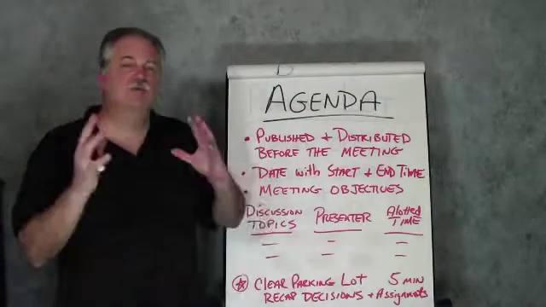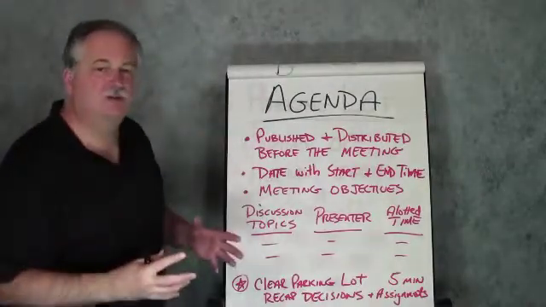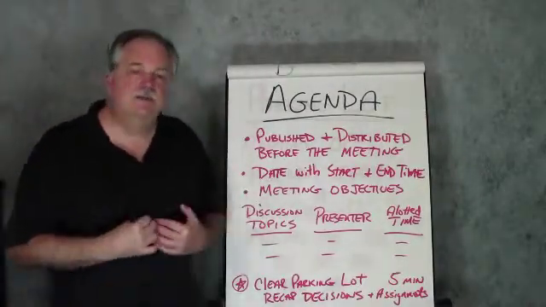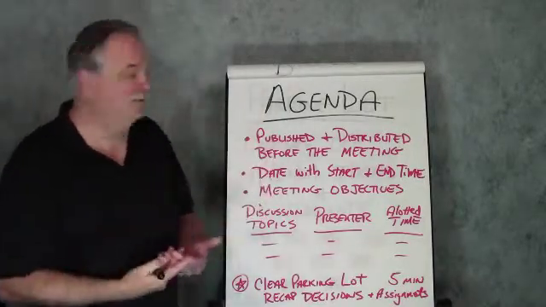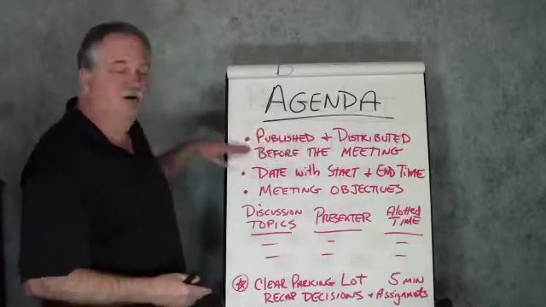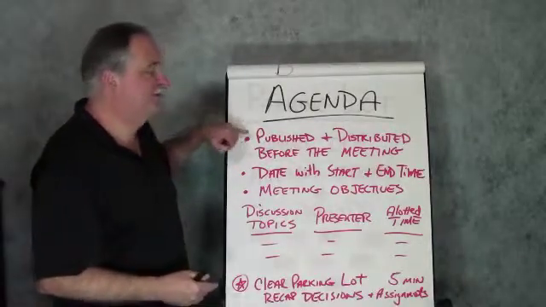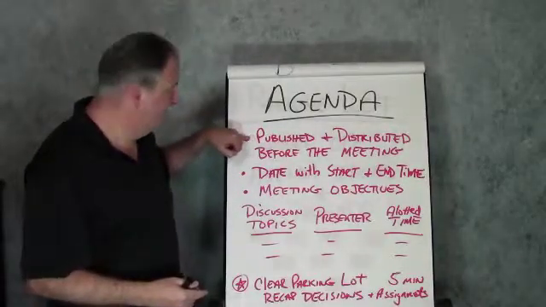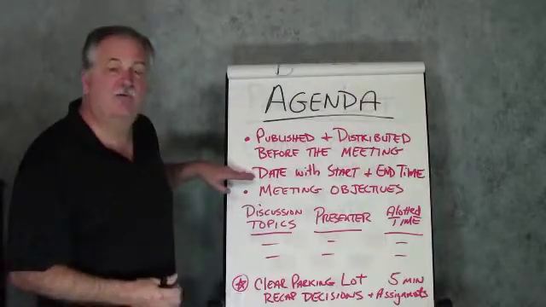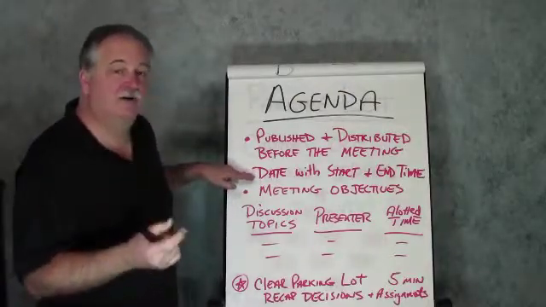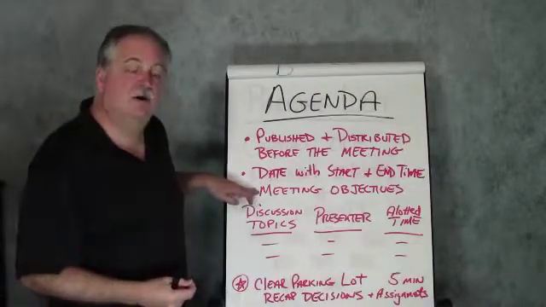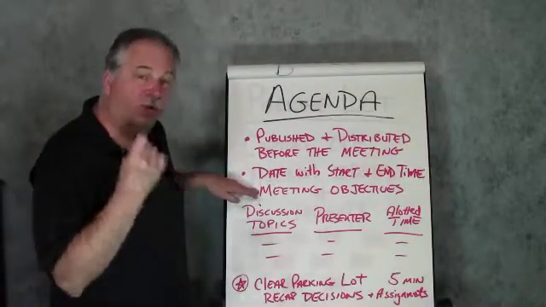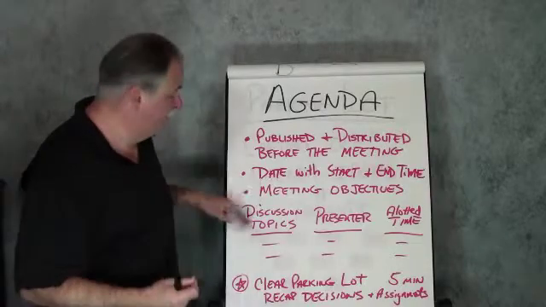Then the agenda, which is really important, and this takes a few minutes to put together. It's something that the leader puts together so that he can communicate to the team, to the members of the work group, what you are going to be covering. So you publish it and distribute it before the meeting takes place. It has a date on it with a start and an end time because we want to stick to our code of conduct. The meeting objectives are clear and concise. We know why we're coming and what we're trying to do.